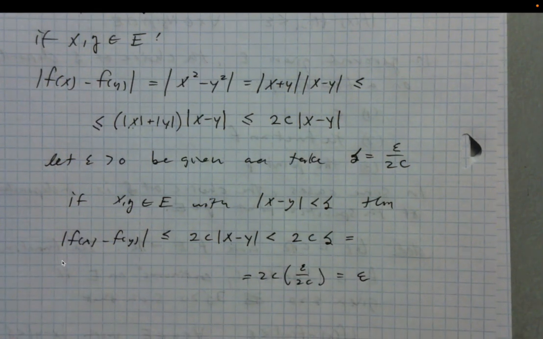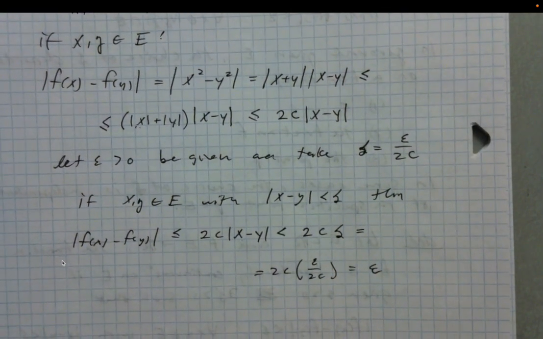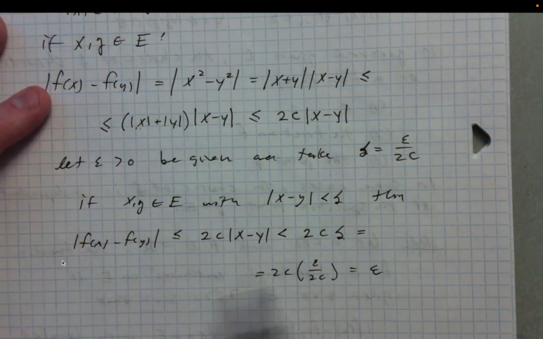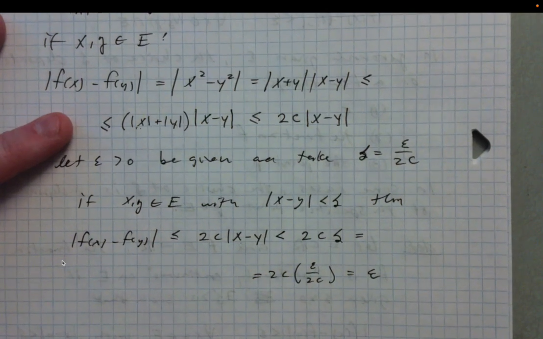And so x and y, so long as they're within delta of one another, it doesn't matter what they are, as long as they're within delta of one another, then the function values are within epsilon. And so this is an example of a uniformly continuous function. Now it turns out this is false, this is not a uniformly continuous function if we let E be the unbounded real interval.